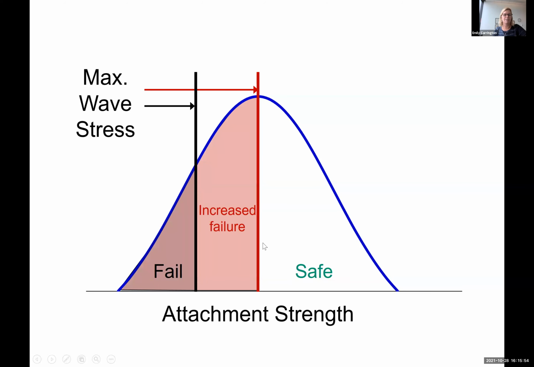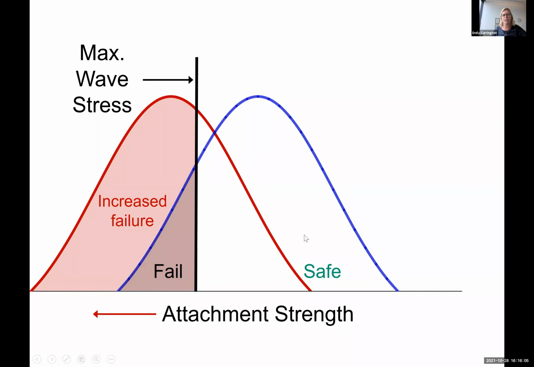The idea is, if a storm comes along, you're going to see increased wave stress, and you would predict increased failure in that population. Another scenario that I hadn't thought of until I actually did these studies is that maybe the wave stress is constant, but there could be a change in this distribution of attachment strengths. Maybe the whole population has weaker attachment, and that is another way where you can see increased failure.